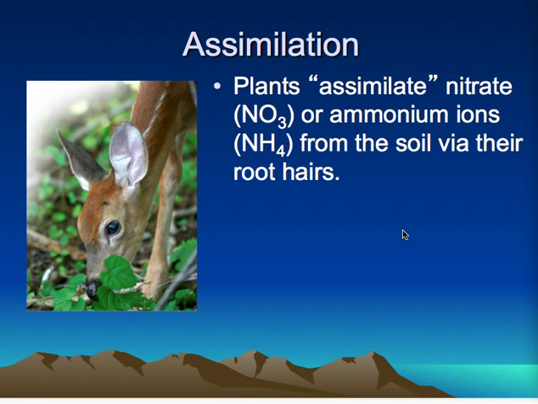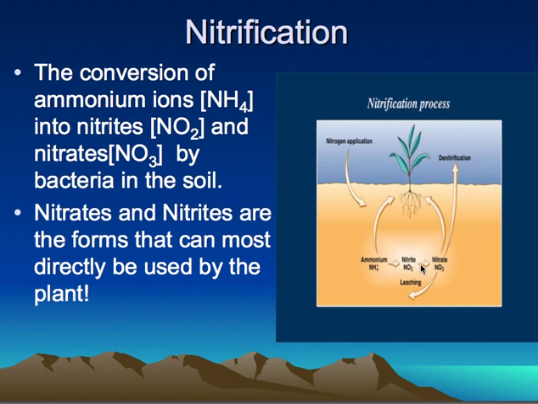So assimilation is just when plants take up nitrate or ammonium ions from the soil via their root hairs. And nitrification is when the ammonium is converted into nitrites and nitrates by the bacteria in the soil. The reason this is important is because nitrates and nitrites are the forms that can be most directly used by the plant.